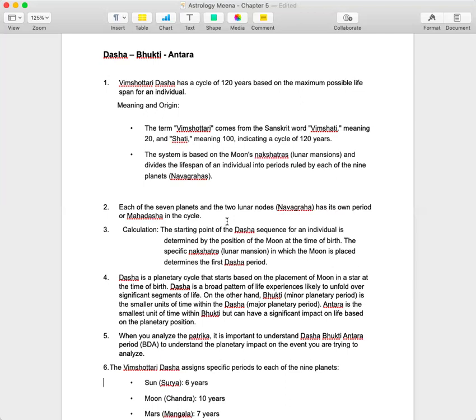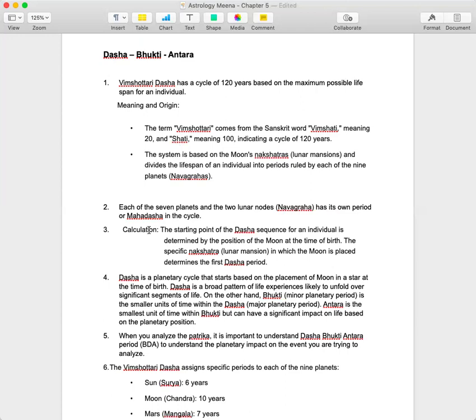Rather than using the term planets, I would say astronomical bodies, because we include the Sun and Moon also. Or I can call them heavenly bodies, not necessarily planets, because the Sun is not a planet and the Moon is not a planet, but they do influence, right? Each has its own period, which is listed below in this 120 years cycle.